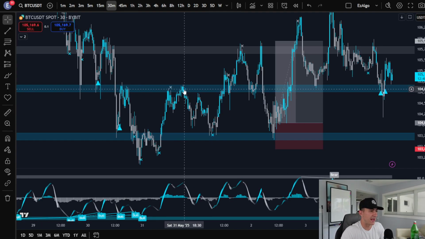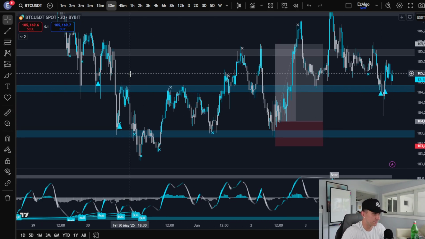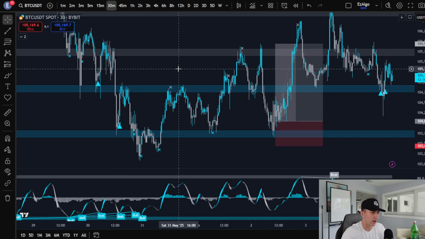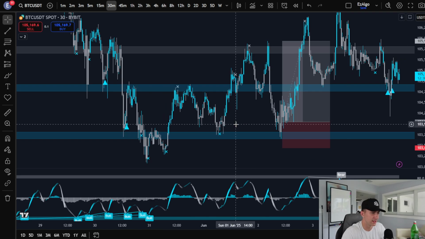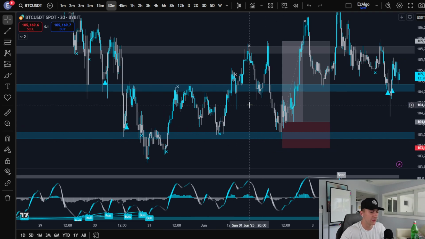Okay, coming in here at number 5, we have a very simple Bitcoin long. Shout out our member IDI. He actually took this trade. This was called in a live, and also this was a key support level here on our EzAlgo indicators. This is just your simple SR trading strategy, right?